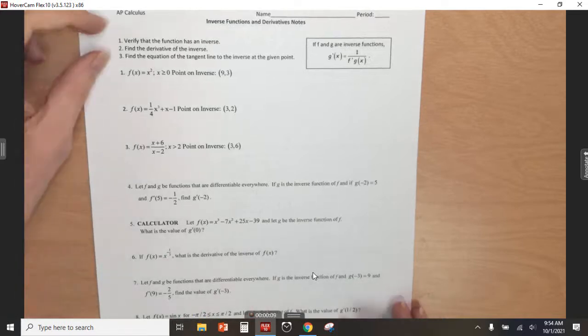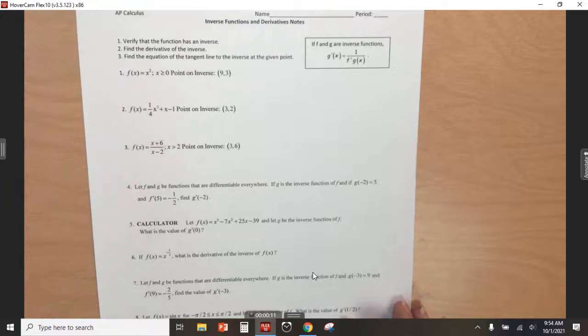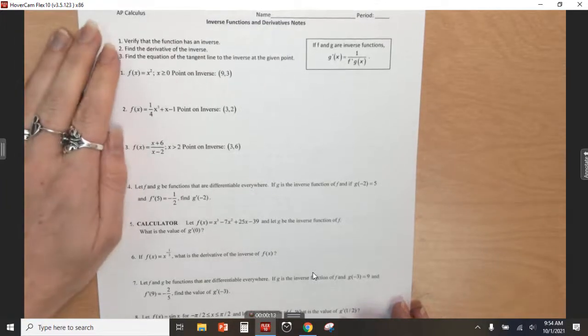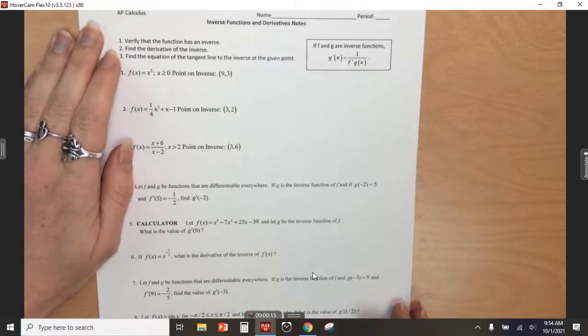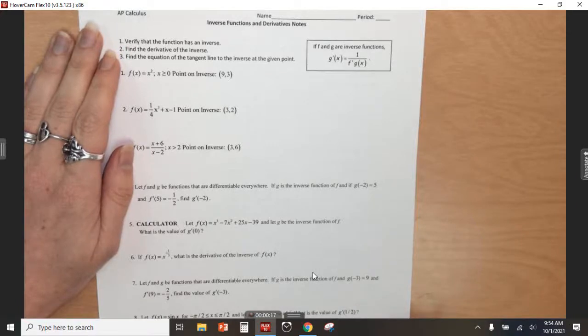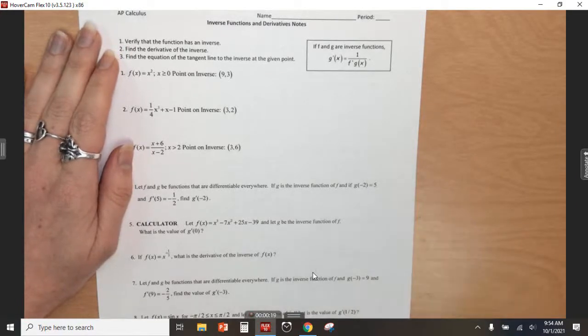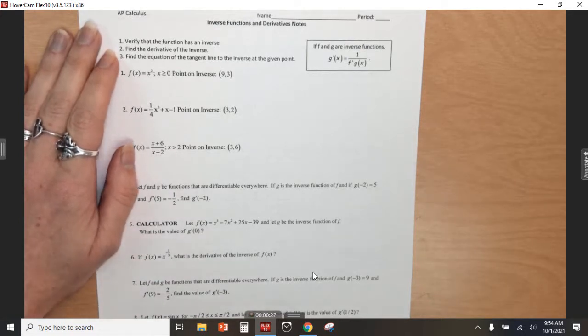So, we have 3 steps to doing these first 3 problems. It says verify that the function has an inverse. These are not going to be trick questions. They're not going to tell you to verify that it does have an inverse if it doesn't have an inverse. They're just trying to get you in the mindset that maybe not every problem has an inverse.